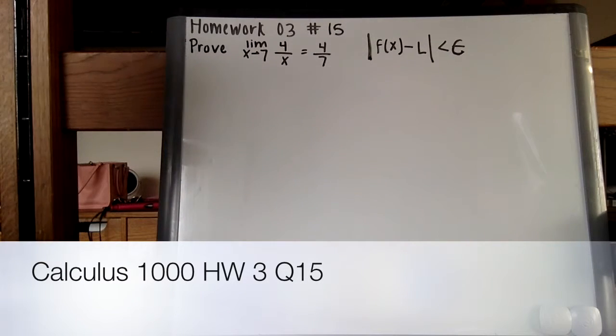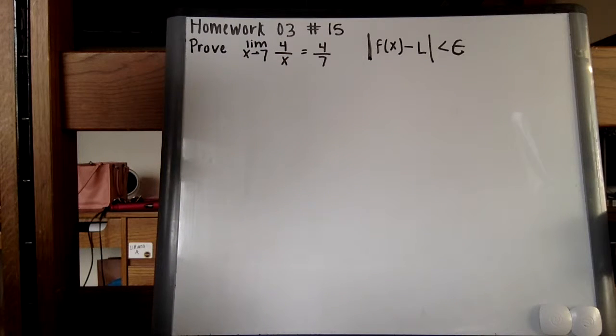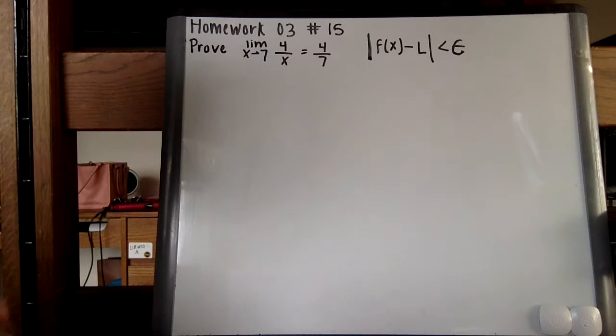This next problem comes from homework 03, and it is problem number 15, where we are asked to prove that the limit of the function 4 over x as x approaches 7 is equal to 4/7. We're also going to use the definition of a limit in this one, which tells us that the absolute value of our function f of x minus L is less than epsilon.